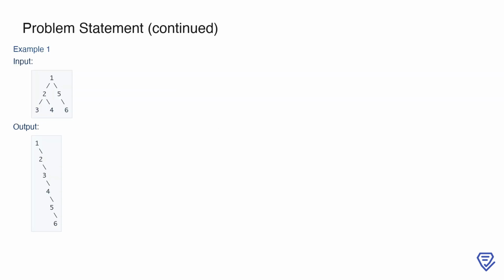Let's look at an example to understand this better. Here's a binary tree with root node 1. The left child of 1 is 2, and the right child is 5. The left subtree of node 2 consists of nodes 3 and 4, while the right subtree of node 5 contains just node 6. After flattening this tree, the result will be a linked list where the sequence follows a pre-order traversal. Starting from the root, we encounter node 1, then move to the left subtree, visiting nodes 2, 3, and 4 in that order. Finally, we visit the right subtree with nodes 5 and 6. Notice how the left child of every node is null, and the right child connects to the next node in the sequence. This is the structure we aim to achieve.